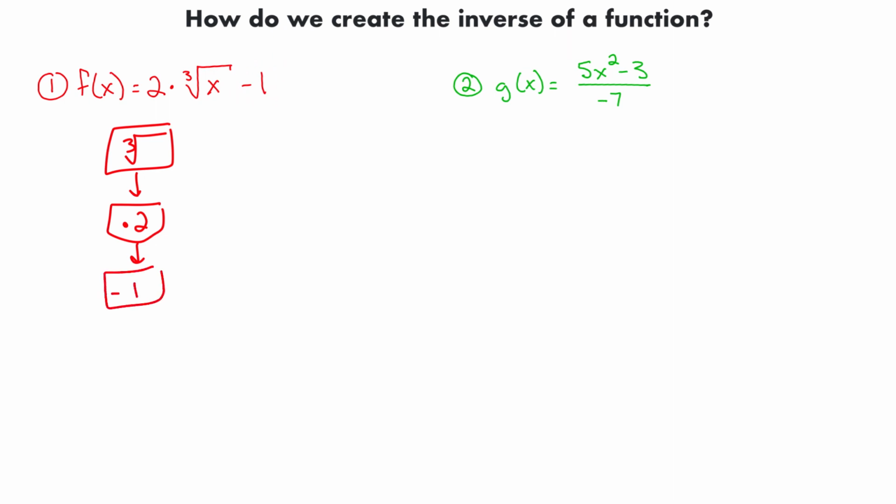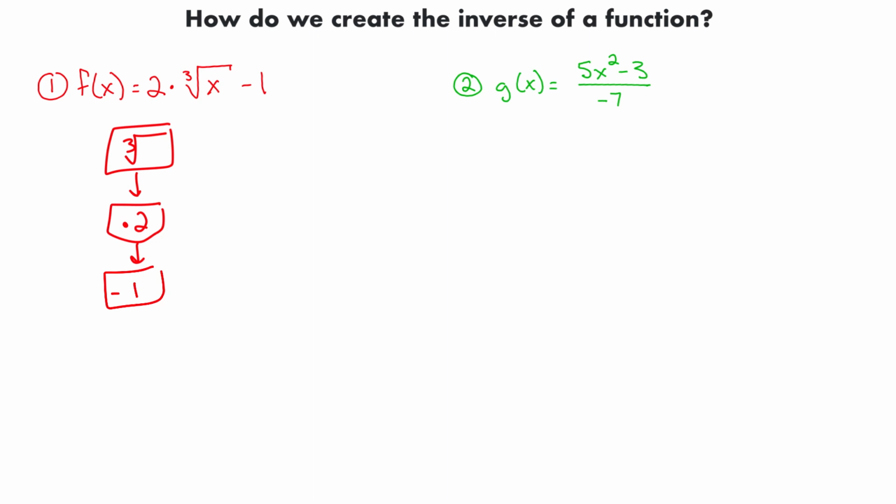If you think about this from a coding perspective, this is a list in order of what you would do to a number if you plugged it into that specific equation. You would take that number, if you plug it into x, the first thing you do is cube root it. After you get that, you'd multiply that number by 2, then you take that number and subtract 1 from it, and you'd be done.